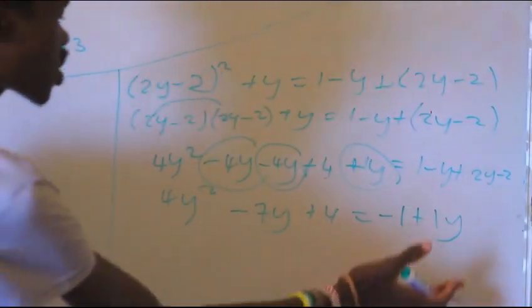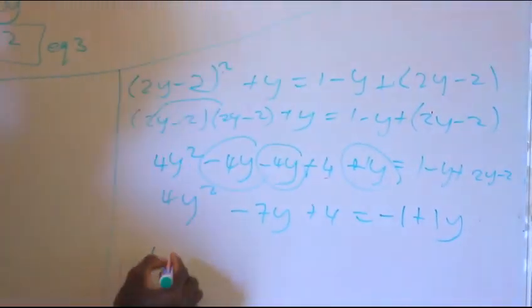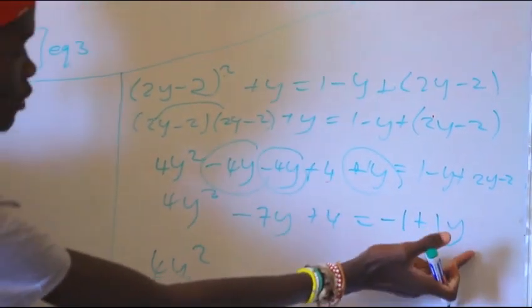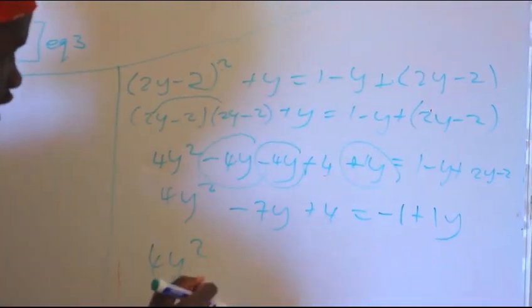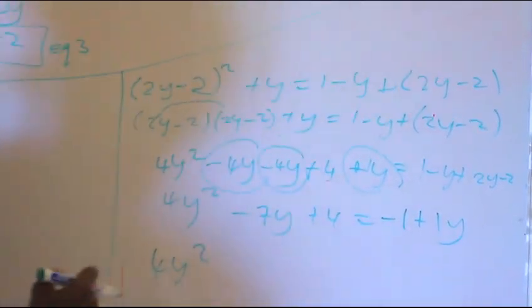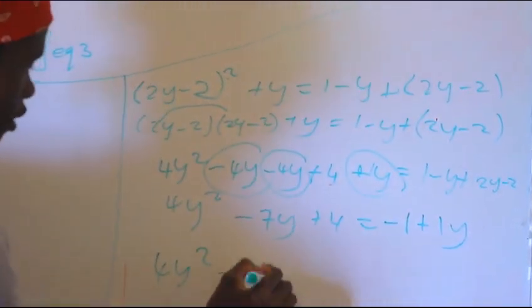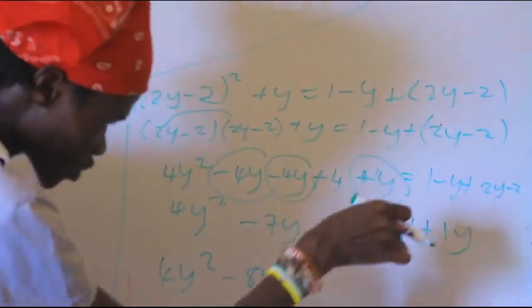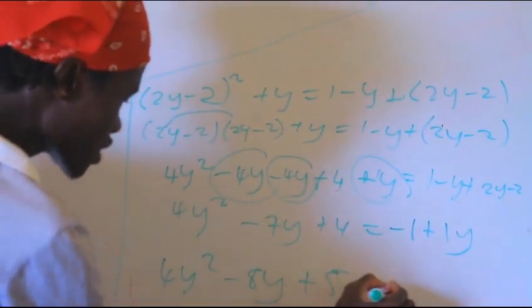Can I group the like terms now? Yes, I can. I can actually transpose everything to this side. Check. 4y squared, right? Minus, okay, wait. When I take my 1y to this side, it becomes a negative. So I have negative 7, negative 1, which is going to give me negative 8y. When I bring my 1, it was negative on this side, it will be positive. So 4 plus 1 is 5. Then I equate it to 0.